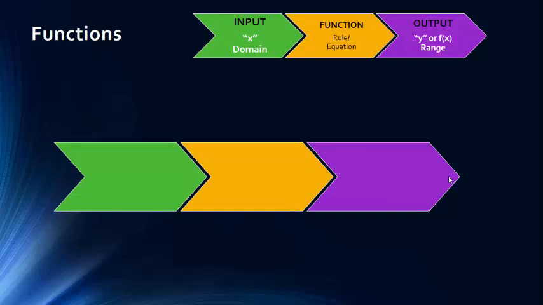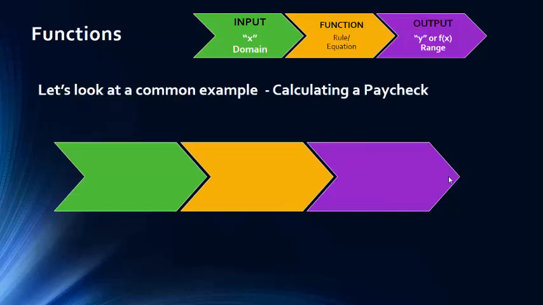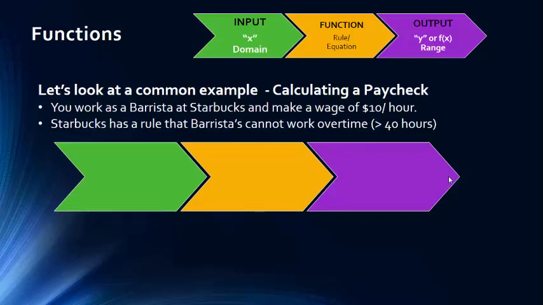Let's look at another common function, calculating a paycheck, and probably most of you are familiar with this. So let's assume you work as a barista at Starbucks, and you make a wage of $10 per hour. And we might say that Starbucks has a rule that baristas cannot work overtime, which means you cannot work more than 40 hours. It really should say less than or equal to 40 hours.